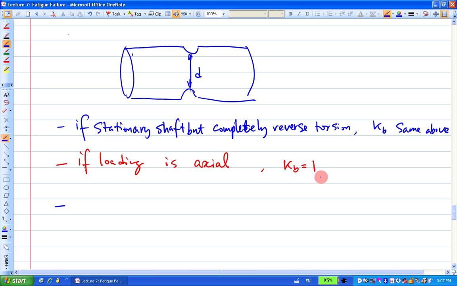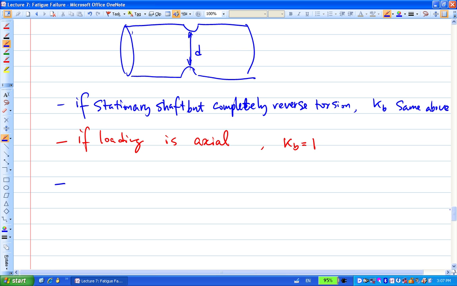If the loading is axial, you use this. So now what happens next is you have a circular shaft, or a circular or rectangular one, stationary but basically not rotating, subjected to repeated or reversed bending.